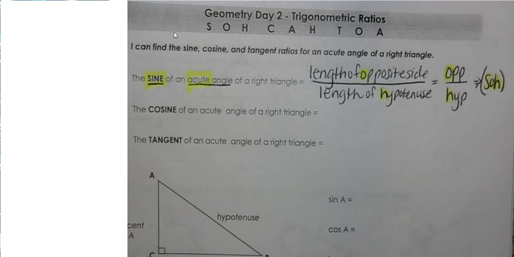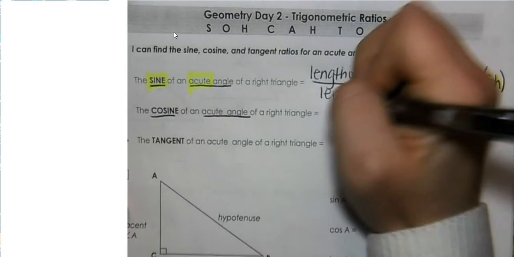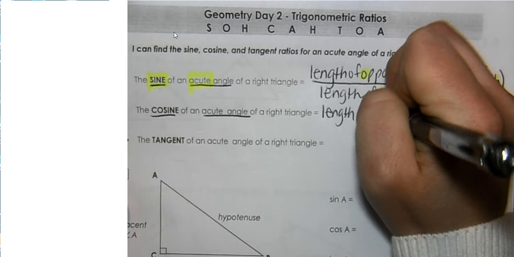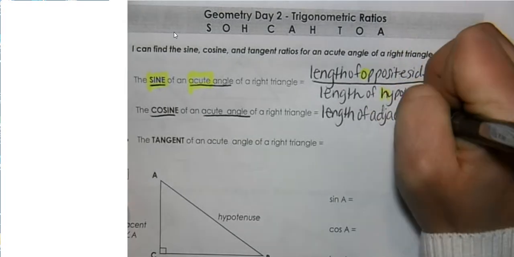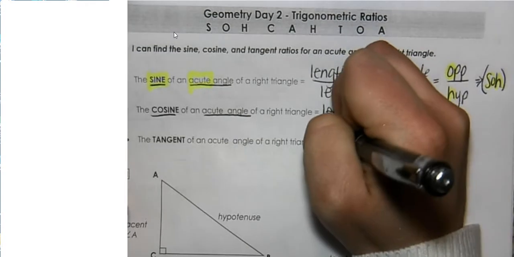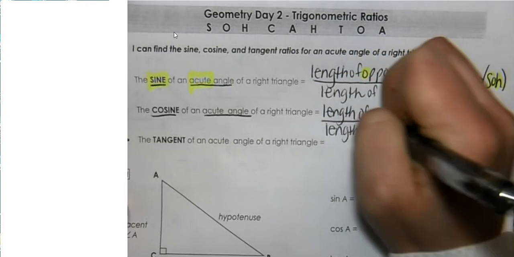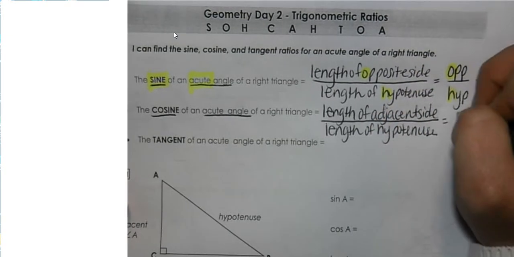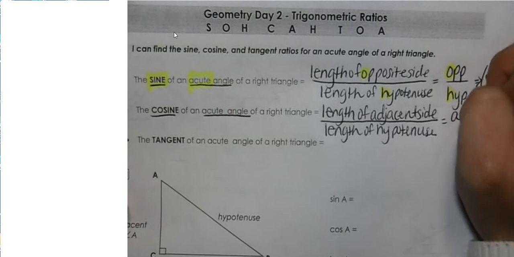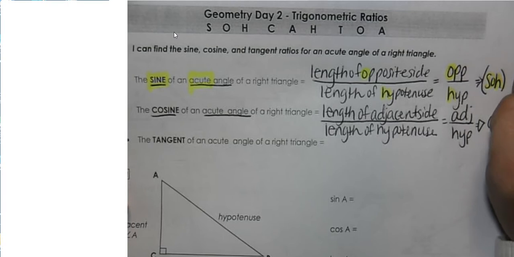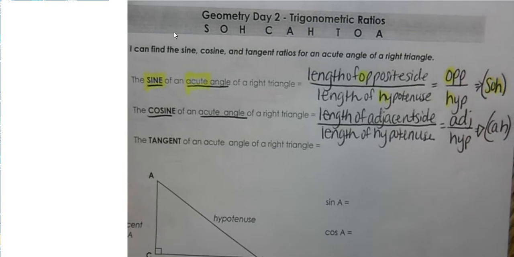Next, we have cosine. The cosine of an acute angle of a right triangle is equal to the length of the adjacent side divided by the length of the hypotenuse. And this is where we get our shorthand of ADJ divided by HYP, and where the CAH from SOHCAHTOA comes from.